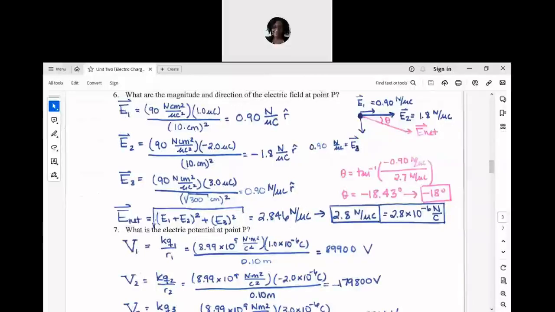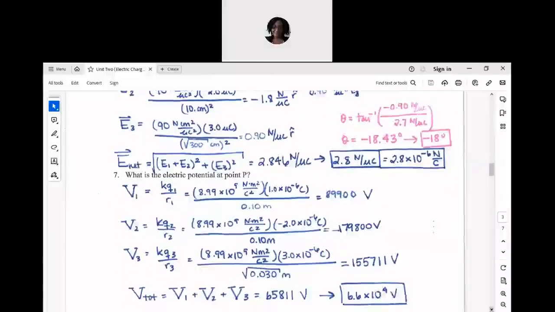Combine E1 and E2 first to get the net field in the x direction. Then square that, add it to the square of E3, which is itself just the net field in the y direction, quantity squared. And I get 2.8 newtons per microcoulomb. If you did this process using coulombs and meters instead, you would get 2.8 times 10 to the negative 6 newtons per coulomb. And then finally, I'm calculating the angle between the net field vector and the positive x axis by taking an inverse tangent and using the x and the y components as I know them.